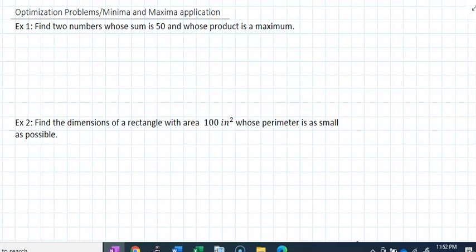Alright, this section talks about optimization problems or applications of minima and maxima, which is the same idea. So we're trying to maximize or minimize certain values, and that's where you have to start.